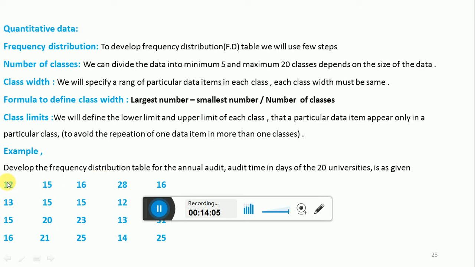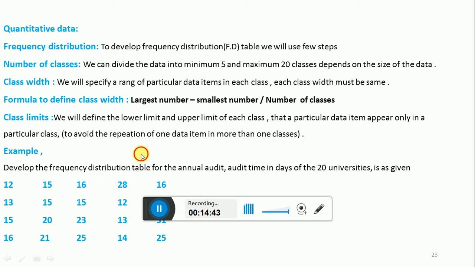As given: 12 days, 13 days, 15 days, 16 days, 15 days, 15 days, 20 days, 21 days, 16 days, 15 days, 23 days, 25 days, and so on. This is raw, massive data. We cannot say anything about this information. The statistician cannot understand or interpret this data. This is raw data, and this information is just audit time in days.